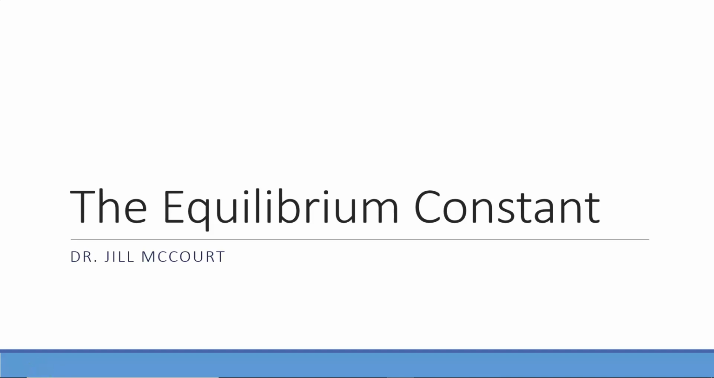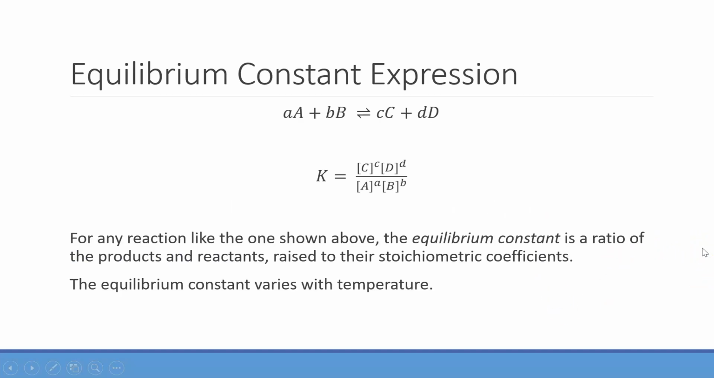Now that we've talked a little bit about equilibrium reactions, let's take a look in more detail at the equilibrium constant. The equilibrium constant expression for any reaction, such as this generic one shown here, is equal to the concentrations of the products raised to their stoichiometric coefficients divided by the concentration of the reactants raised to their stoichiometric coefficients. And this K value is a constant, but it does vary with temperature.